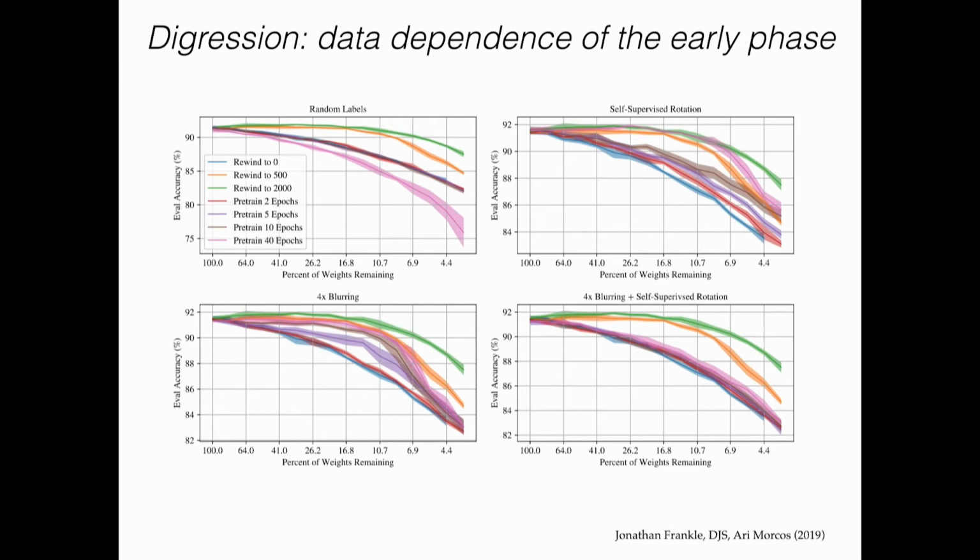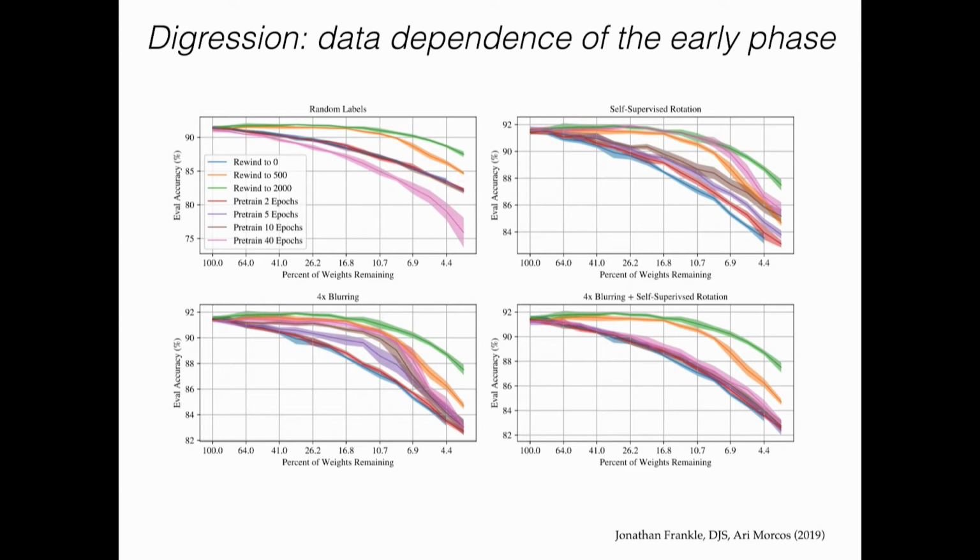What's interesting is if instead of training with random labels, you do a self-supervised rotation task, where you rotate the data 90 degrees, 180, and so on, and you ask the model to predict the rotation, and you pre-train on that task for a certain number of epochs. That can work, if you pre-train for a while, as well as training on the actual task for 2,000 iterations. You get a similar story, though not quite as good, if you blur the data and do the supervised problem. But if you put these together, it fails.